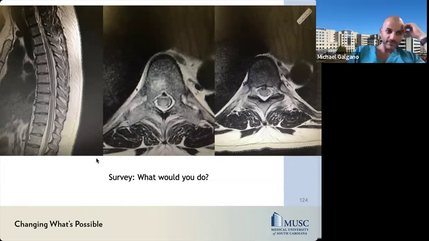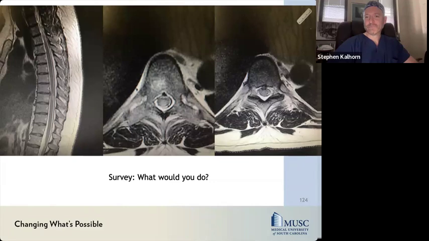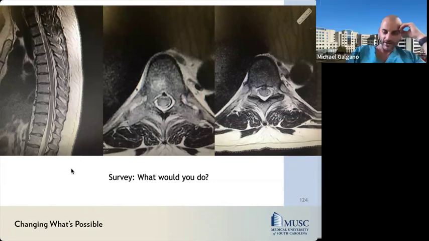I'll be honest, it doesn't look that impressive, the disc, right? But yeah, there looks like there's some cord signal change there. I've seen a ton of these, not necessarily with the cord signal change, but patients who present with some soft symptoms of myelopathy, and they've got maybe two or three of these tiny little punctate disc herniations where the cord is ever so slightly effaced. And I never know what to do with them.